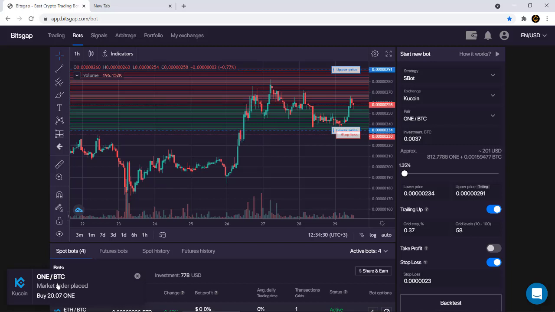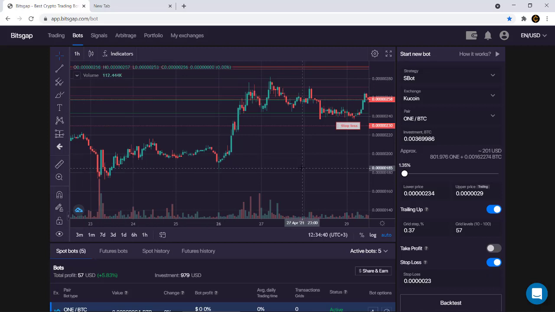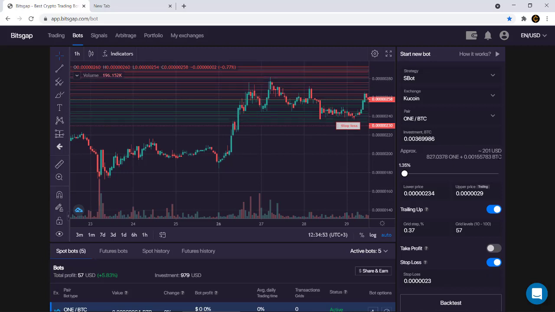Right, so it's put an order to buy, and the order's being fulfilled. So now I've got enough One, and I already had enough Bitcoin. Over here, you can see what's the proportion of One that I've got for this particular trading bot that I've set up, and what's the proportion of Bitcoin. It usually comes out roughly half and half, dependent on where I set my range.